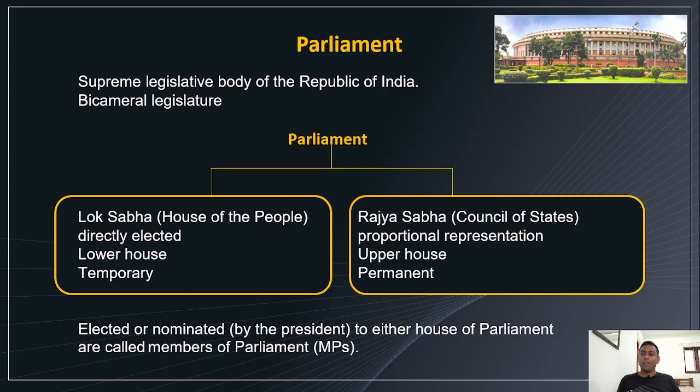And Lok Sabha, it is directly elected, and that's a lower house. That is temporary in nature. Every 5 years, new members are getting elected, right? Then Rajya Sabha, it is based on proportional representation. It is not directly elected. It's based on geographical representation, state-wise. We'll do it in detail in the coming classes. Then that's upper house, and that is permanent in nature. So these are the two houses of Indian Parliament: Lok Sabha and Rajya Sabha.